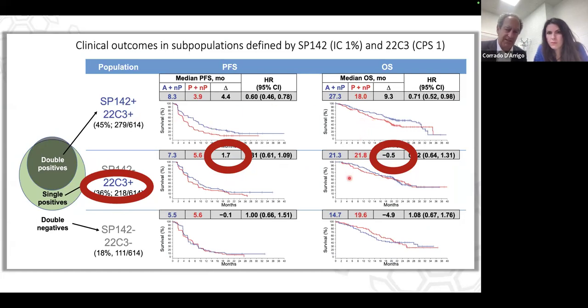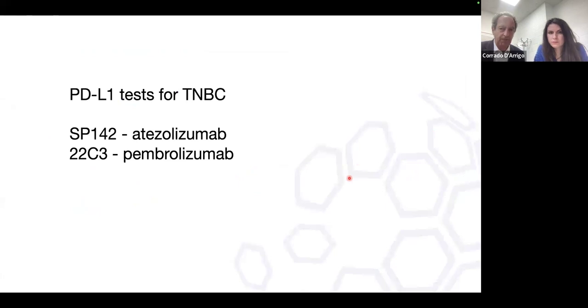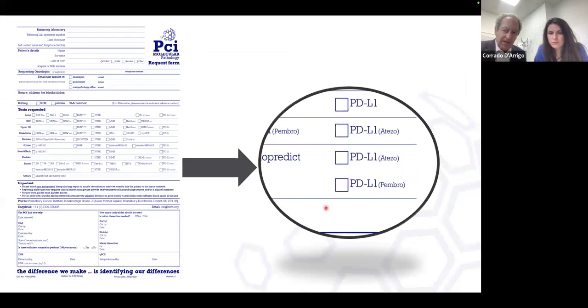So this signifies that you cannot use these 2 markers interchangeably. You need to use the right one. And that's an example of how you should fill out your request form. Don't say just PD-L1, you need to tell them which drug you want to use. You need to make an effort.